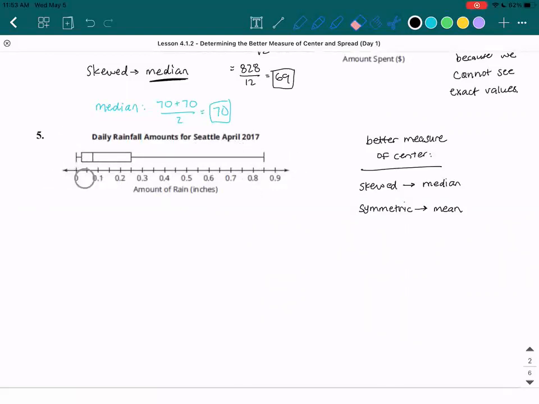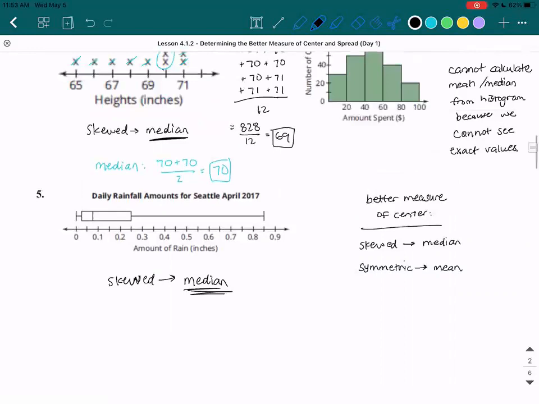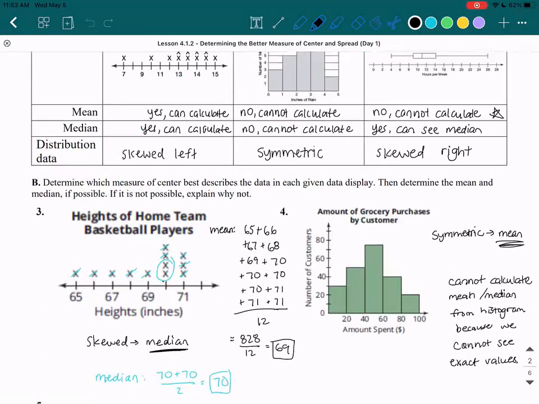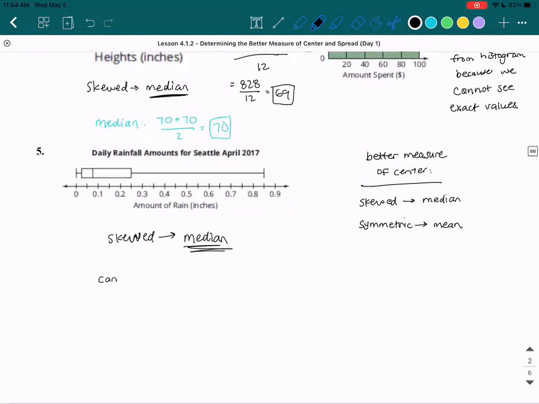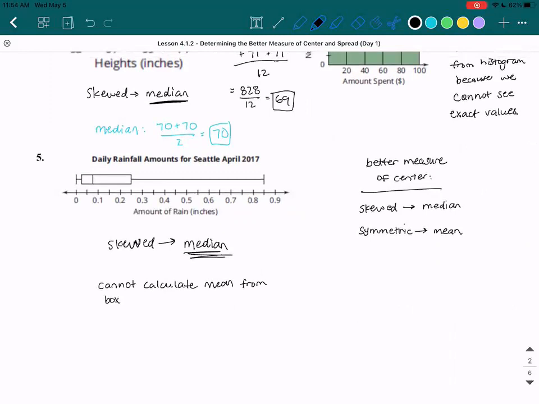So let me erase all that, and then let me write skewed. Wow, skewed. So once it's skewed, then we know that the median is the better measure of center. So we now know it's the median. We need to see if we can calculate the mean and the median. You cannot calculate the mean, okay? I'm going to tell you now. Remember over here, you cannot calculate the mean from a box and whisker plot. You can't do this for the same reason you can't do it in a histogram, because we cannot see exact values. So we cannot calculate the mean.